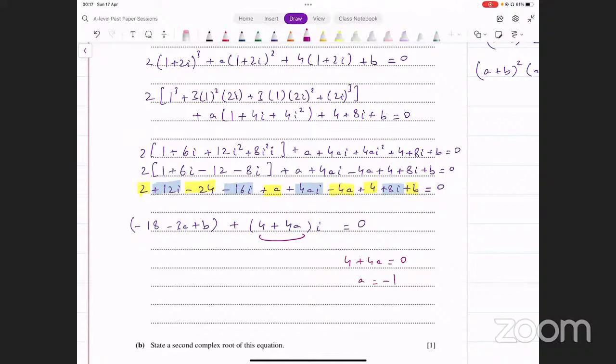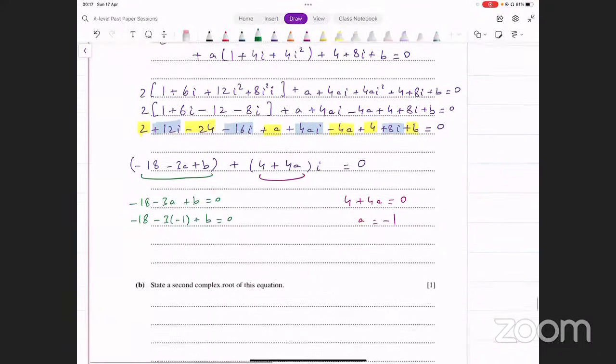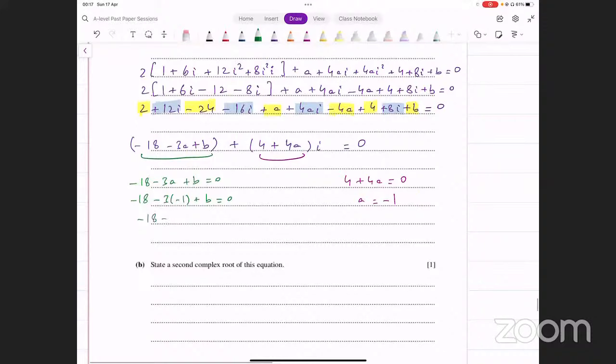A की वैल्यू -1 आ गई यहाँ से. Let's put the real part equal to 0. That gives us -18 minus 3a plus b equals 0. A की वैल्यू हमारे पास है -1, so that's -18 minus 3 into -1 plus b equals 0. We will get the value of b from here as well. -18 plus 3 plus b equals 0, and b equals 15 from this. ये हमारे पास a और b की values है. Okay, and that's what we wanted to find. A and b हमारे पास आ गए.